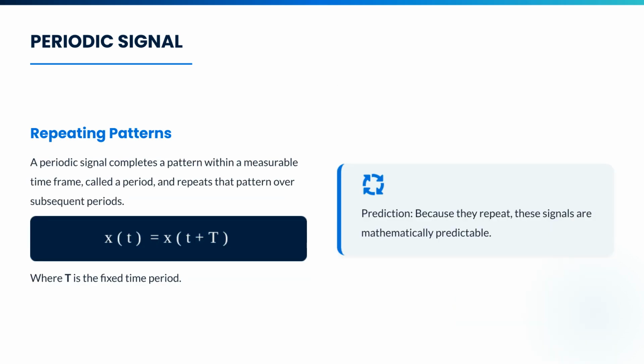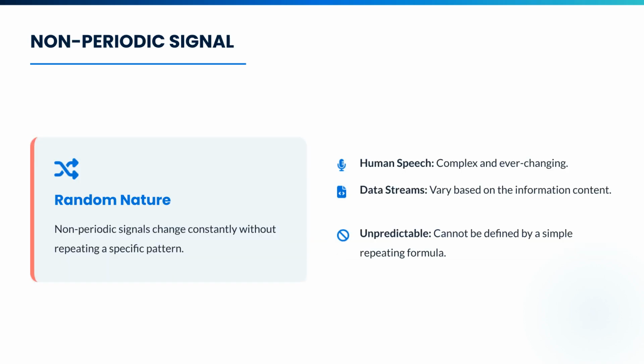A periodic signal completes a pattern within a fixed time frame, called a period, and repeats that pattern over time. Because they repeat, periodic signals are mathematically predictable and can be defined by the equation x of t equals x of t plus T. Non-periodic signals have a random nature, changing constantly without repeating a specific pattern.